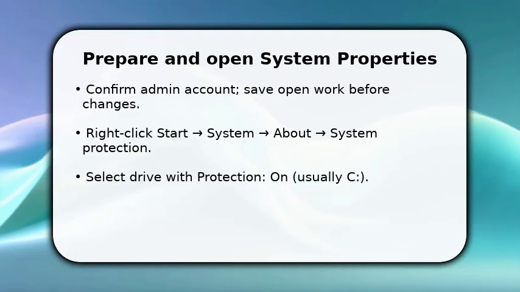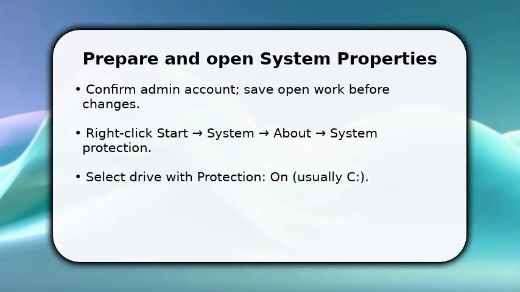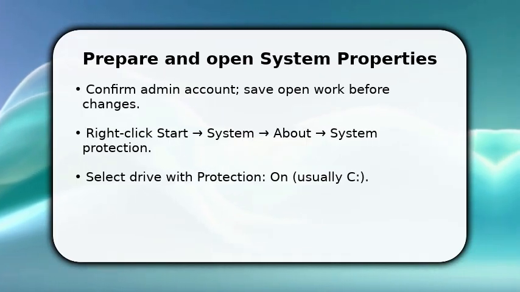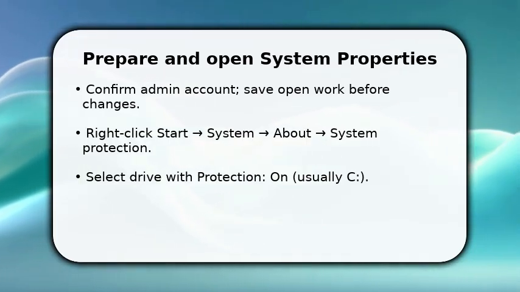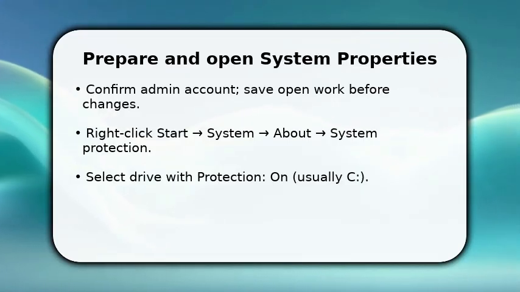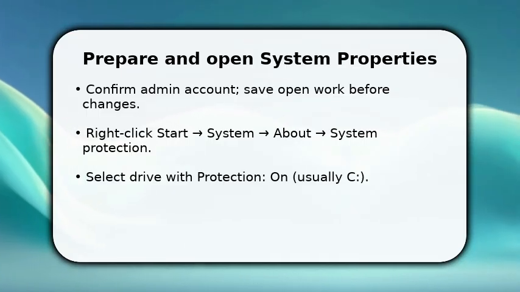You need admin rights to change restore points, so sign in now and close unsaved files. Once signed in, open System Properties quickly. Right-click Start, choose System, click About, then System Protection on the right. Make sure you select the drive showing protection on, usually C. This is the first actionable step because you must target the correct volume.